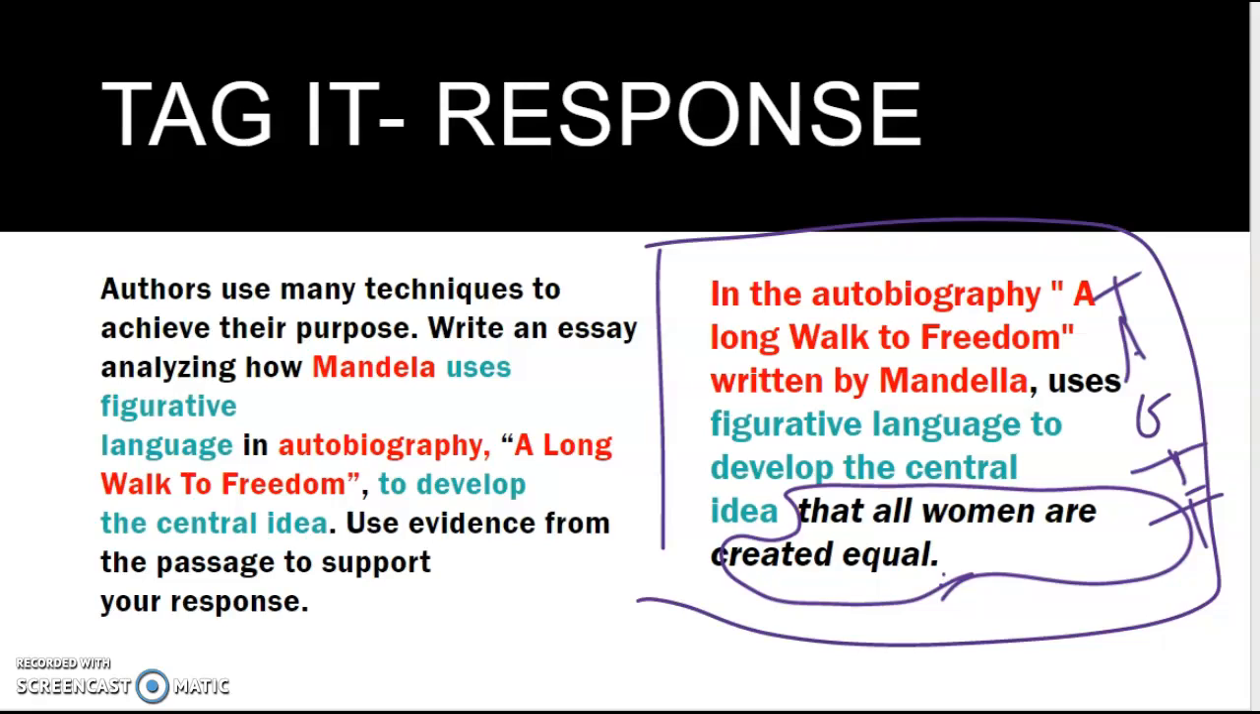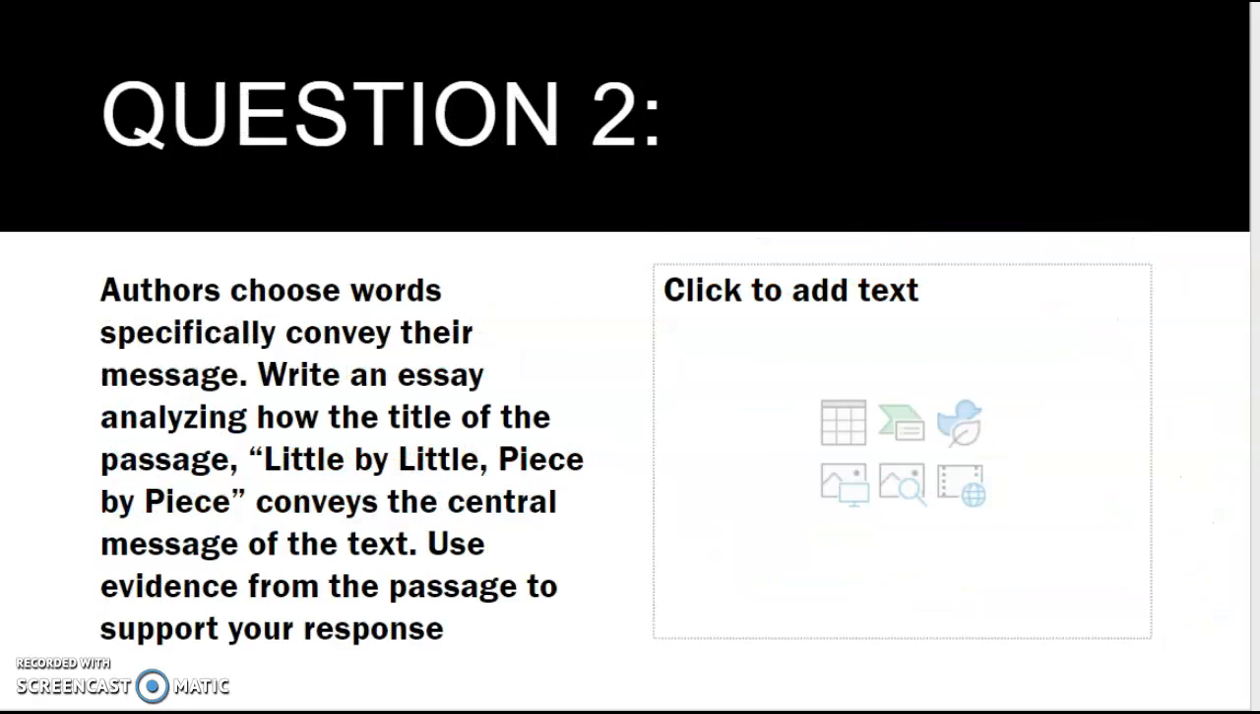So let's look at another question and we're going to tag it. Authors choose words specifically to convey their message. Write an essay analyzing how the title of the passage, "Little by Little, Piece by Piece," conveys the central message of the text. Use evidence from the text to support your answer. Okay, let's tag it.